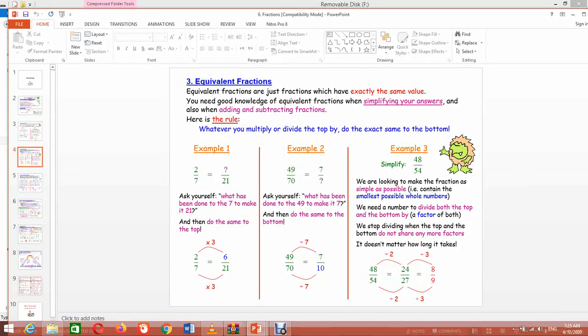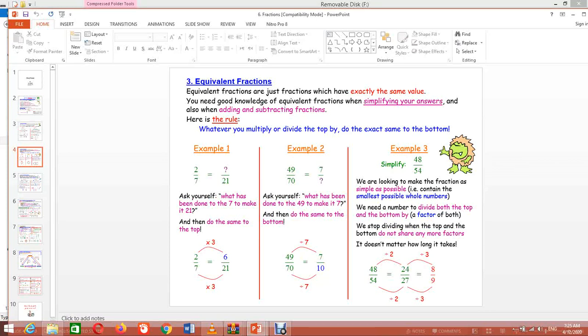Then example 2. 49 over 70 is equal to 7 over a question mark. Then you ask yourself, what has been done to the 49 to make it 7? Then we do the same to the bottom. So you could see that at the top 49 was divided by 7 and the answer is 7. Then at the bottom we also divide 70 by 7 and it will also give us an answer of 10.